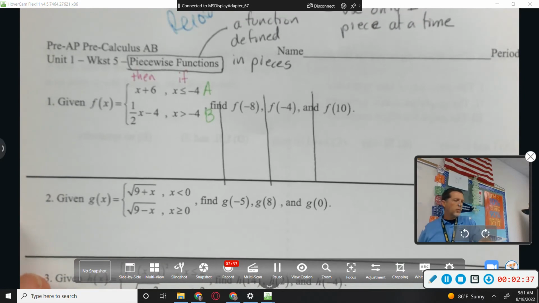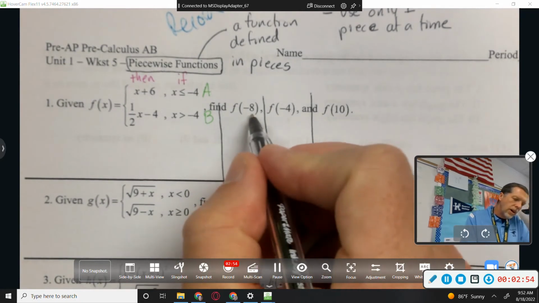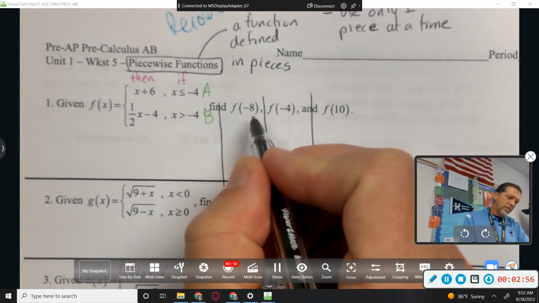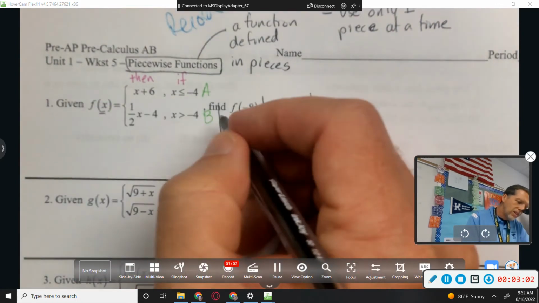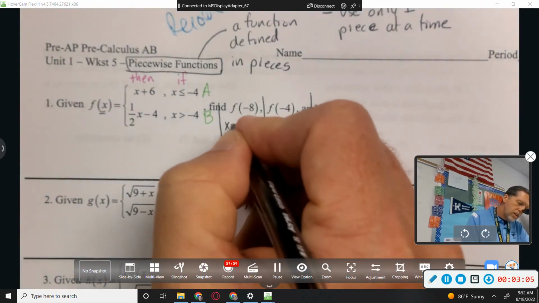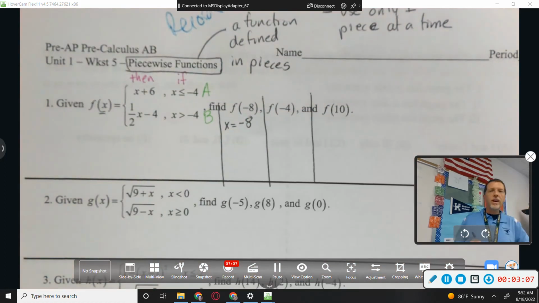Now, on the first one, as usual, I'm going to overkill how much work I show, but it will demonstrate at least the thought process that you have to make. So you don't have to write all this stuff down, but there are a number of steps you have to take to figure this out. So f of negative 8. First of all, is that negative 8 an x value or a y value? That's an x value. So x equals negative 8.